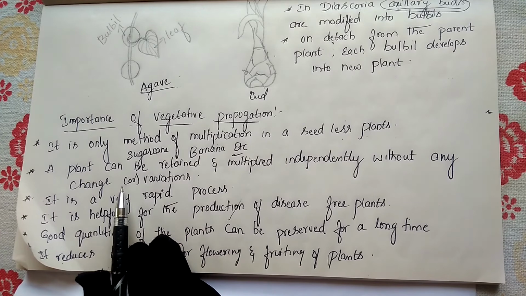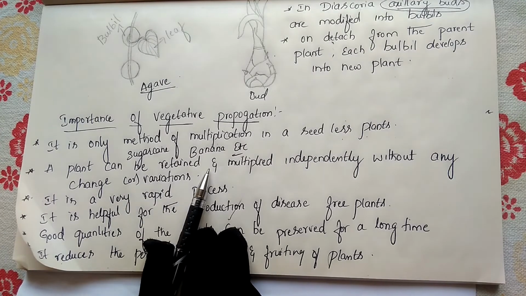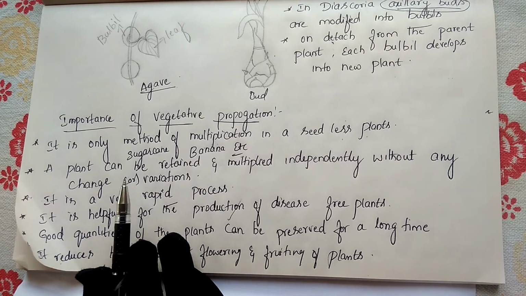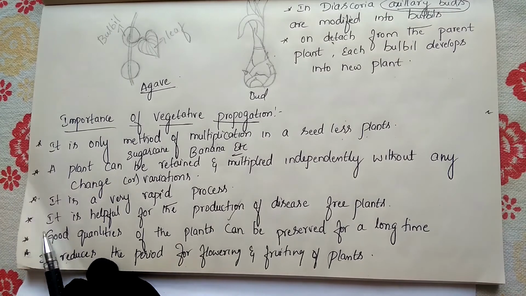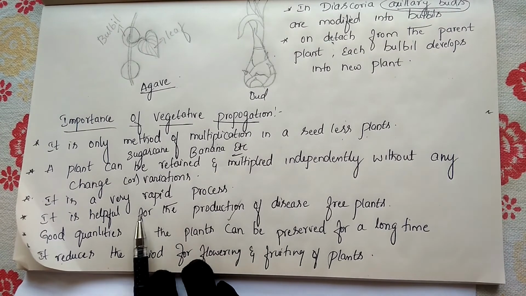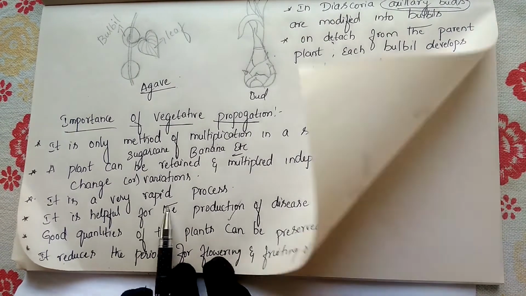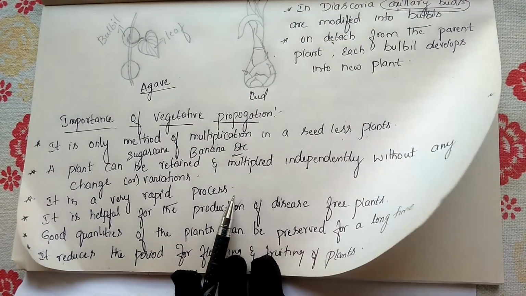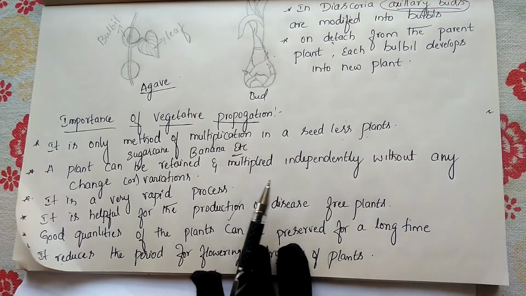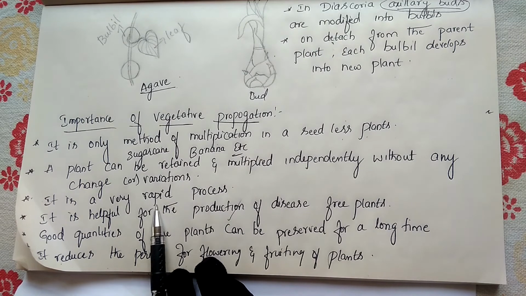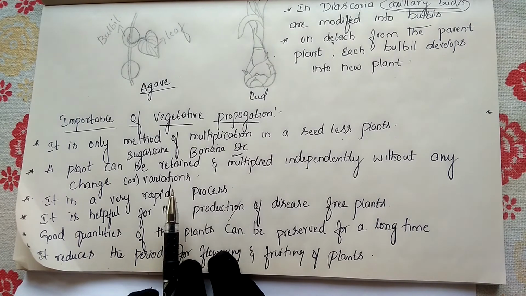Next benefit: the characters present in the parents remain as they are and get transmitted to the offspring. Next benefit: it shows a very rapid process. Multiplication takes place in a fast manner. They get the offspring fast. They don't have to wait for their yield for a longer period. In a fast manner they will get the yield.